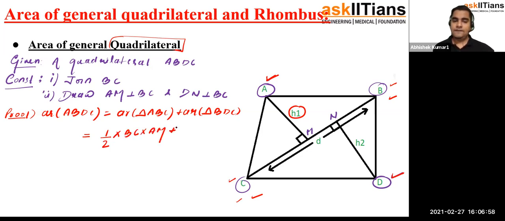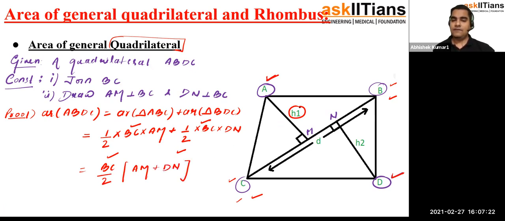All right. And if you have to find out the area of the other triangle, which is BDC, then the height is DN and the base is same. So you will have 1 by 2 BC into DN. Clear? You can take BC by 2 common from both the terms that you have. If you take BC by 2 common from both of them inside the bracket, you will be getting AM plus DN. And what is the value of AM and DN? AM we have assumed to be equal to H1 and DN we have assumed equals to H2.